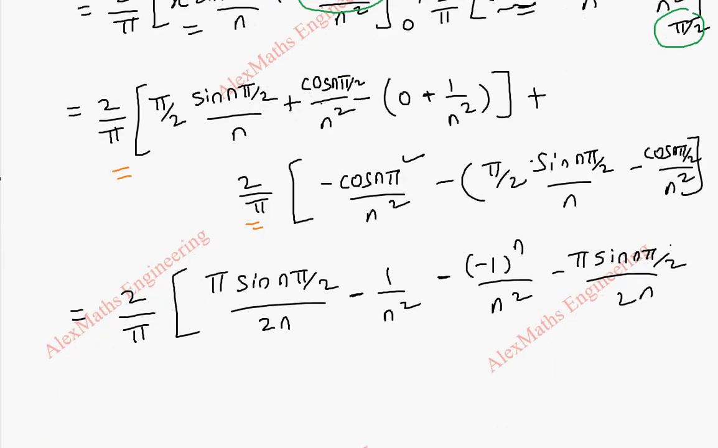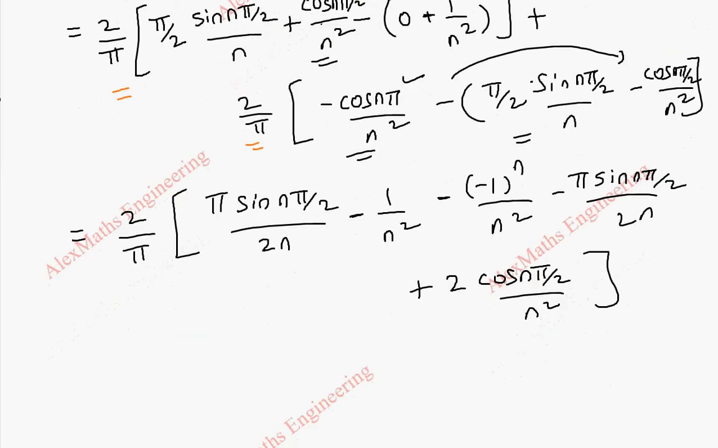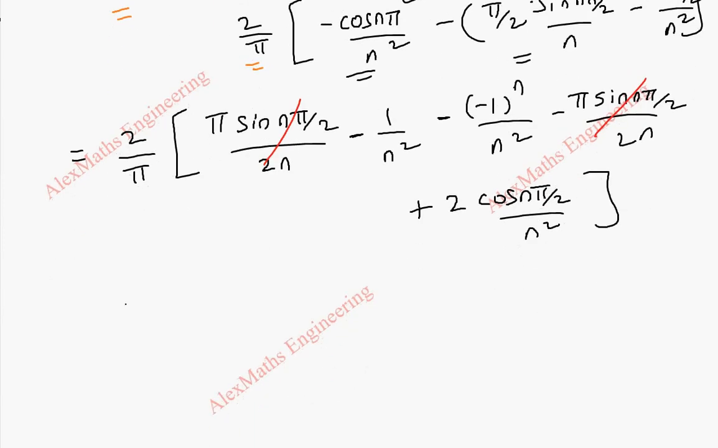So when it comes here, we are taking this 2 by pi common. So we are left with this minus and this minus, and this becomes plus. And already here there is one more term. So we get plus 2 times cos n pi by 2 by n square. Now we see that these two terms are the same term with opposite sign, pi sin n pi by 2 by 2n. We can cancel that, and rest of the terms we are going to write as it is.